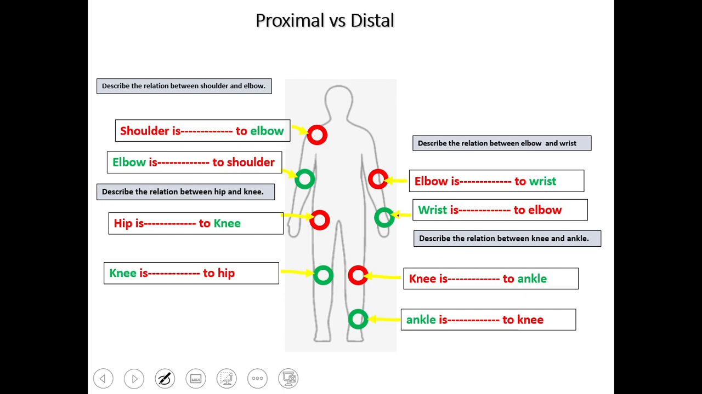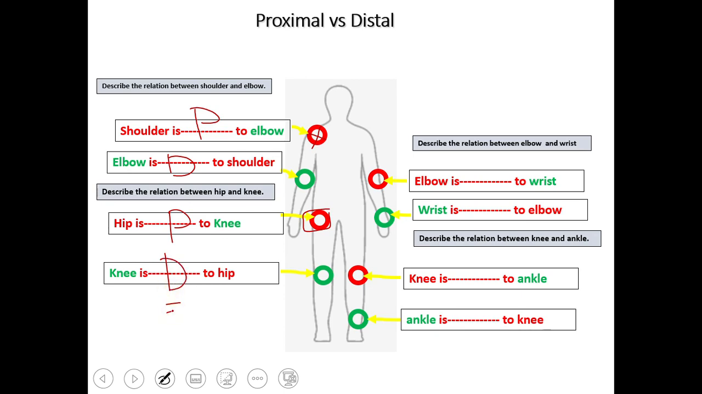So describe the relation between shoulder and elbow. Which one is proximal? Of course, the shoulder is proximal to the elbow, or you can say that the elbow is distal to the shoulder. How about the relation between hip and knee? The hip is the closest to the trunk. The hip is proximal to the knee. You can reverse and say the knee is distal to the hip.